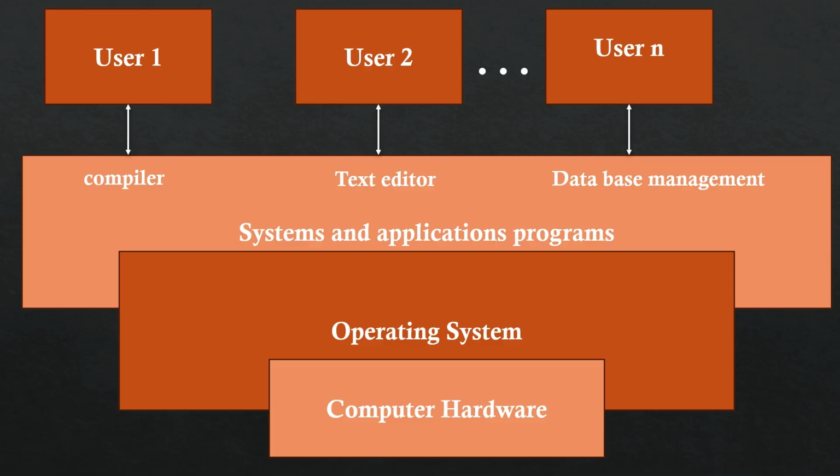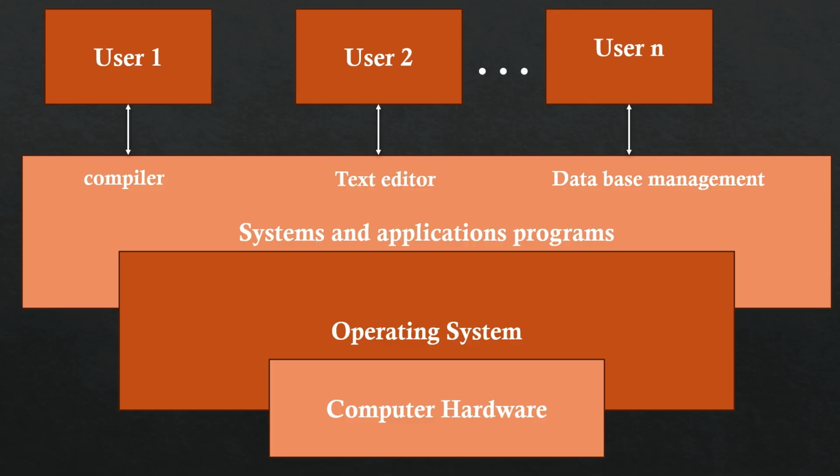Now, let me show you a simple diagram that explains how the operating system fits inside a computer system. So look at the bottom. That is the computer hardware. This includes CPU, RAM, keyboard, monitor, etc. It is just physical components. Above lies the operating system, which is the controller. It sits directly on top of the hardware and controls everything happening in the system.